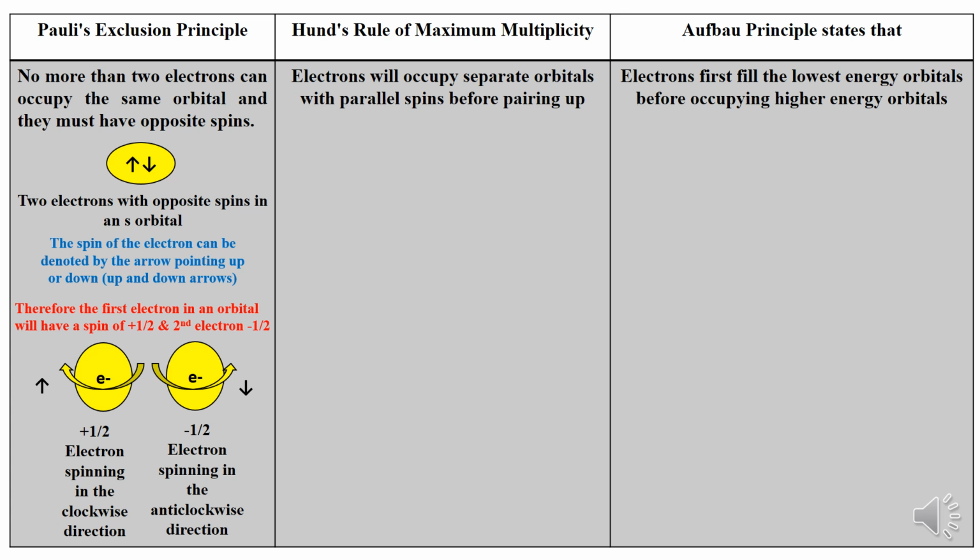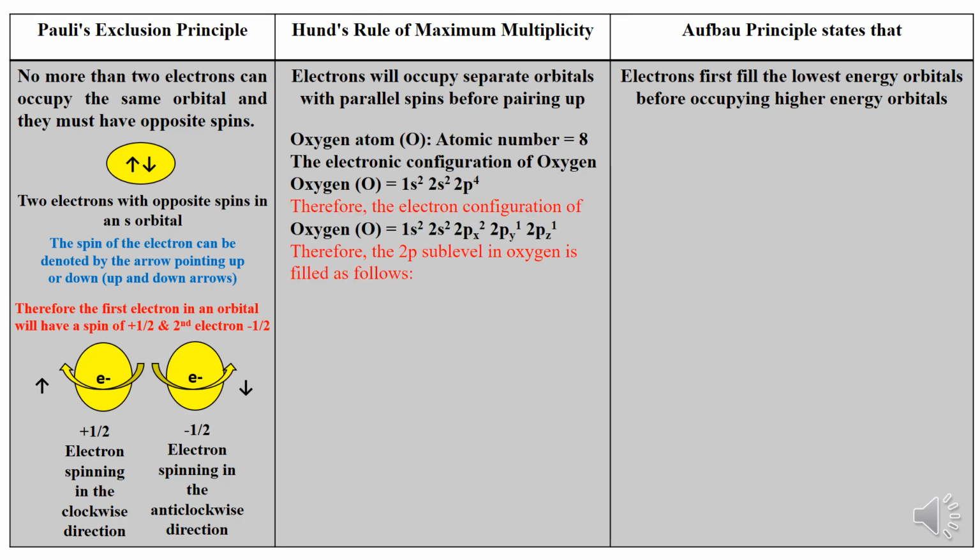So what does Hund's rule of maximum multiplicity say? It states that electrons will occupy separate orbitals with parallel spins before pairing up. Let me explain with respect to the oxygen atom. The atomic number of oxygen is 8. So there will be 8 protons in the nucleus of the oxygen atom and 8 electrons around the nucleus in their respective shells or energy levels. Now the task at hand is to arrange or distribute the electrons around the nucleus of the oxygen atom.